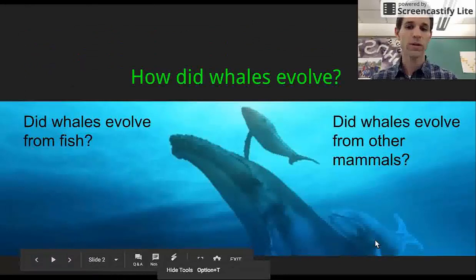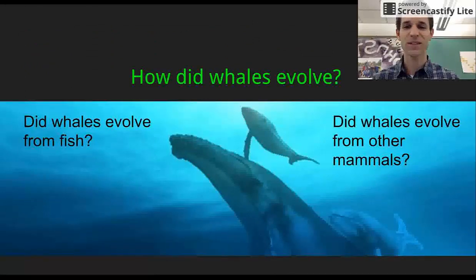So one common question that scientists usually ponder, and other people ponder as well when we think about evolution, is this question about whales. How did whales evolve? There's kind of two main explanations that people come up with: did whales evolve from fish? Because they're in the ocean, of course, and they look like fish and they swim like fish. Or did whales evolve from other mammals? Because we know whales are mammals, and really the only other mammals are the ones that are on land.